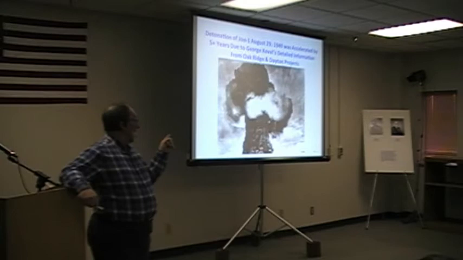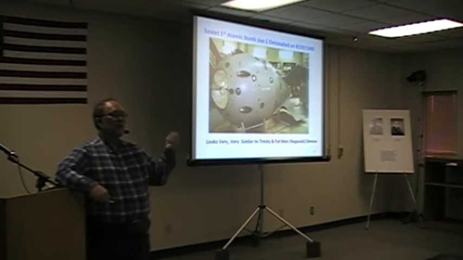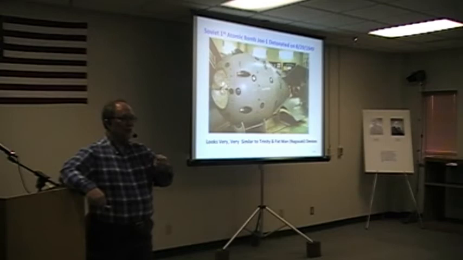This is the Soviet bomb. This is Joe 1 that they detonated. This is actually a model, a mock-up of what it looked like. But externally, it looks very, very similar to Trinity and the Fat Man. These are the plutonium bombs. These are the ones that have the initiator that were made, the process at the Dayton project here.